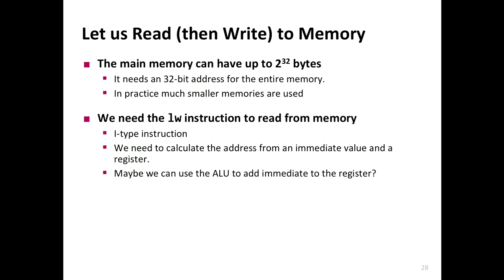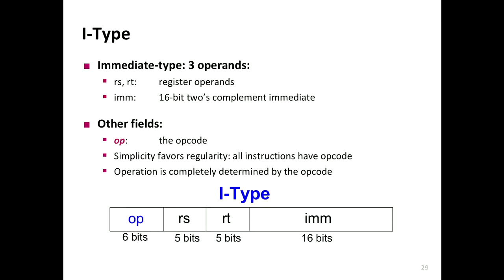What are the other types of I-type instructions that you know? Add immediate, for example. Let's say add immediate. What's the source, what's the destination? You have $RT, $RS, and then an immediate value. So in some sense, an I-type instruction has 3 operands. Two of them are registers. One is a 16-bit immediate value.